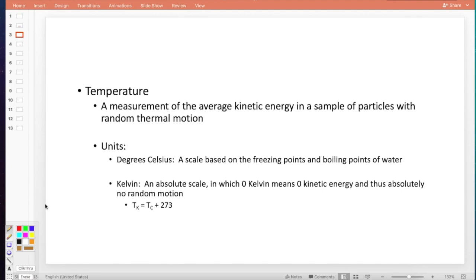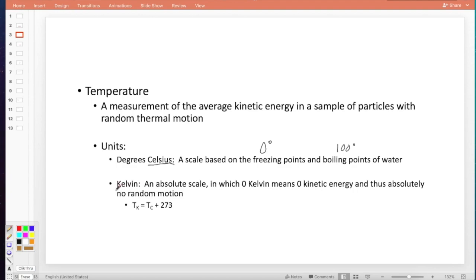We measure temperature in two different units, scientifically speaking. The Celsius scale is a scale that is based on the freezing point and boiling point of water. So hopefully you know that water will freeze at 0 degrees Celsius and will boil at 100 degrees Celsius. That's how this scale is defined. It was defined as, okay, water freezes at 0, water boils at 100, make 100 increments in between, and there's your temperature scale. So that's pretty simple.